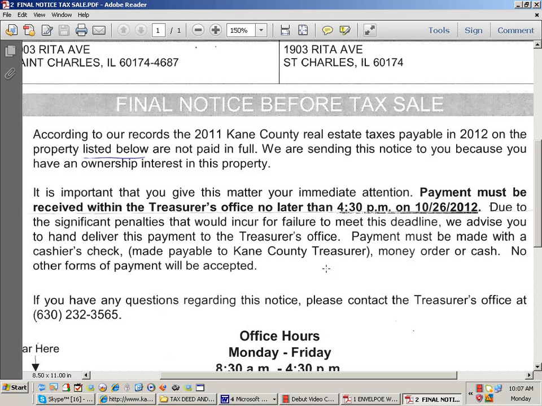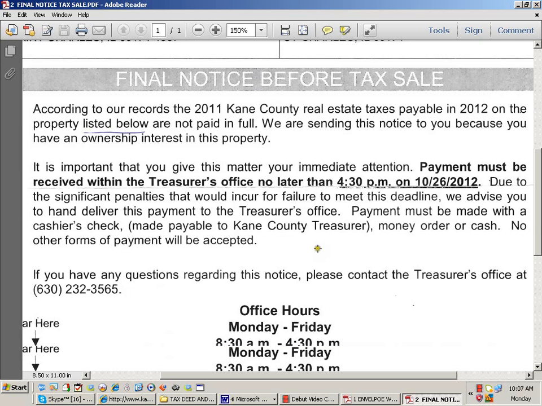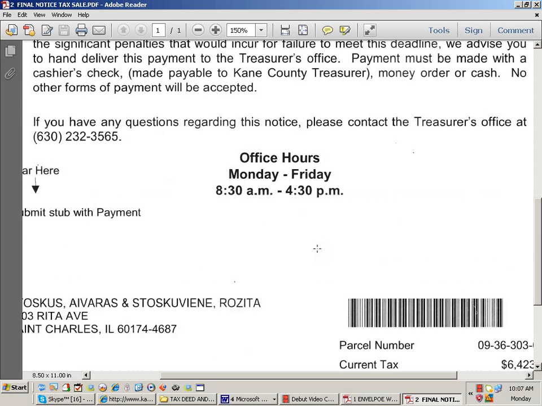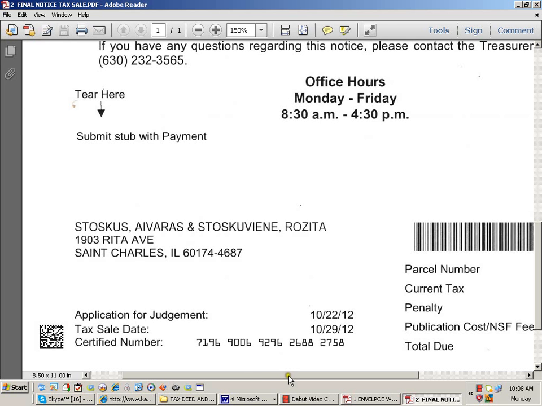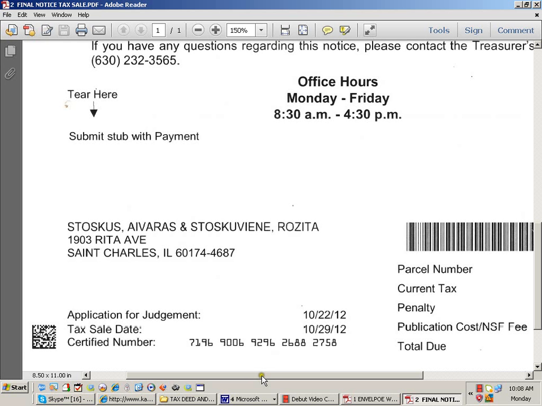Payment must be made in cashier's check, money order, or cash. No other forms of payment are acceptable. All right. Okay, and then head down here, bottom left. Now this is using your mailing address. That's the mailing address, right? We said, yep. All right.